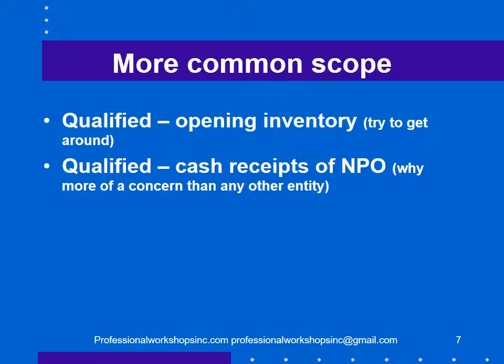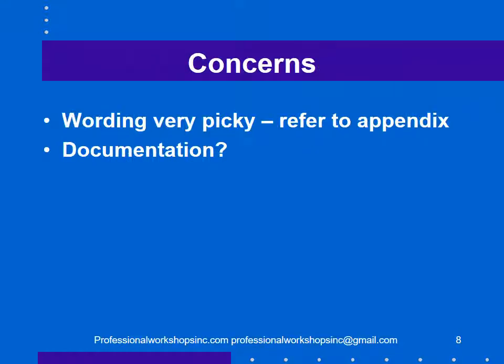And the answer is internal control. The client should be able to and can have good internal control over cash receipts. And if they do, a not-for-profit organization should have every expectation of receiving an unmodified audit opinion. So the auditor should try to do that. Now, certainly there are some NPO clients that just don't spend enough time and effort on internal control over revenue, and they're going to get a qualified opinion. So concerns that we have, the wording is very, very picky. Refer to the appendix, refer to the standard, and double check that you've got the required documentation.